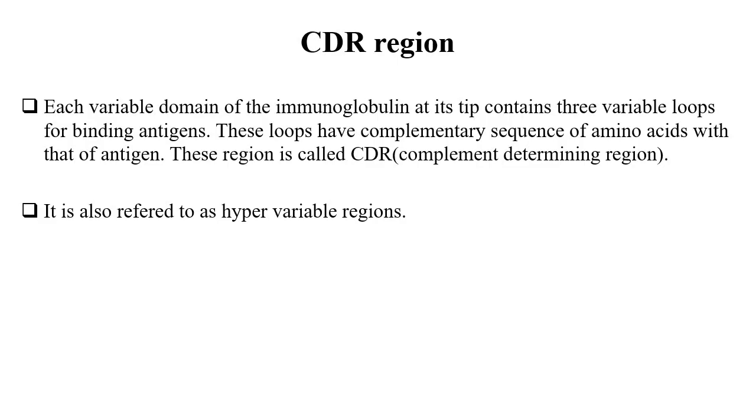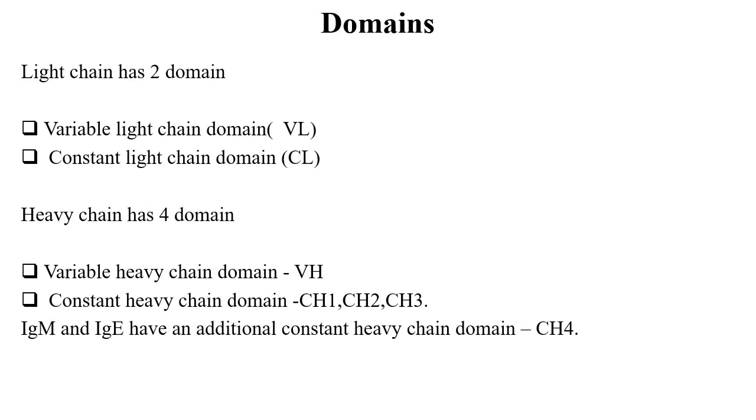CDR region. Each variable domain of the immunoglobulin contains, at its tip, three variable loops for binding the antigens. These loops have an amino acid sequence complementary to that of the antigen. These regions are called complementarity determining regions or CDR regions. They are also referred to as hypervariable regions.